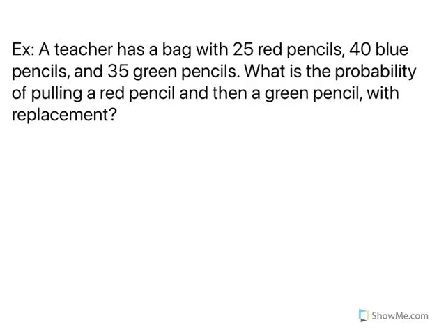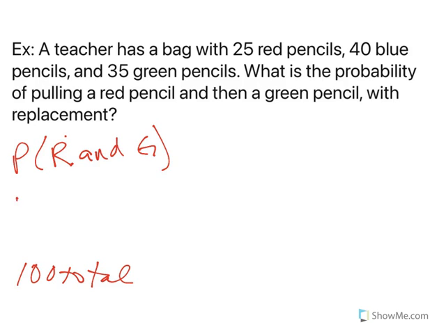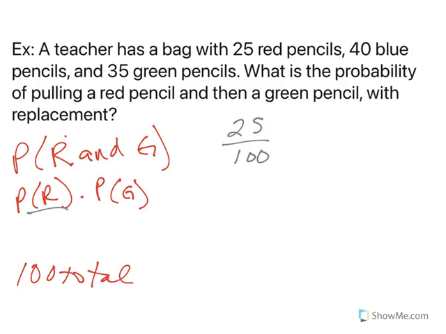You've got the same 100 pencils, so we've got 100 total. And now we're going to find the probability of a red and green. So probability of red times probability of green. Okay, probability of red, we know that one, right? 25 over 100, we just did that one. Now think about this. We took the red pencil out and we're like, woo, red pencil. And then we put it back in the bag. So we still have 100 total because with replacement, that means we replaced it.